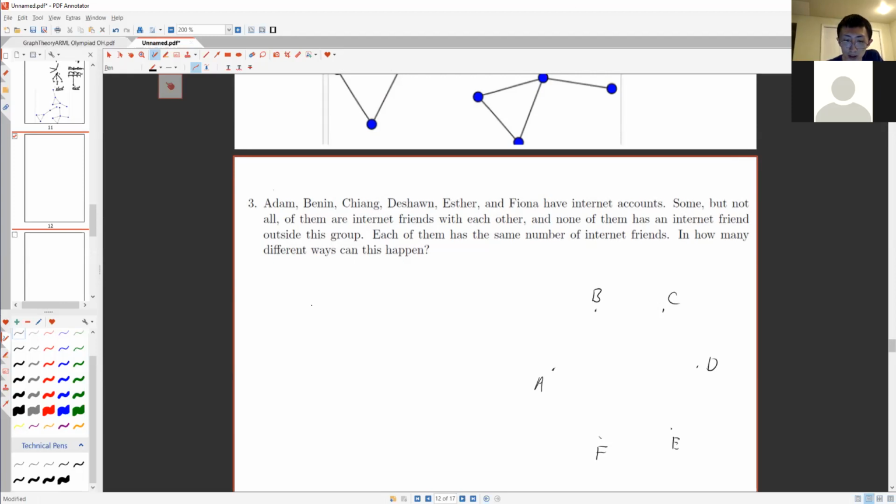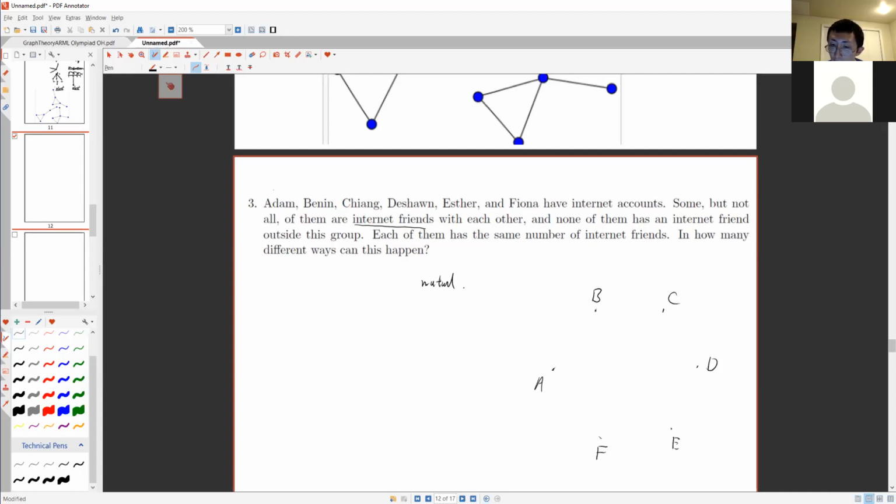So, yeah, it might be like a late AMC 10 number 23 or AMC 12 number 23 or something. It's actually a bit time consuming to put on an AMC in my opinion. So let's make sense of this, right? We'll assume that being internet friends is mutual, meaning if A is a friend of B, then B is a friend of A.